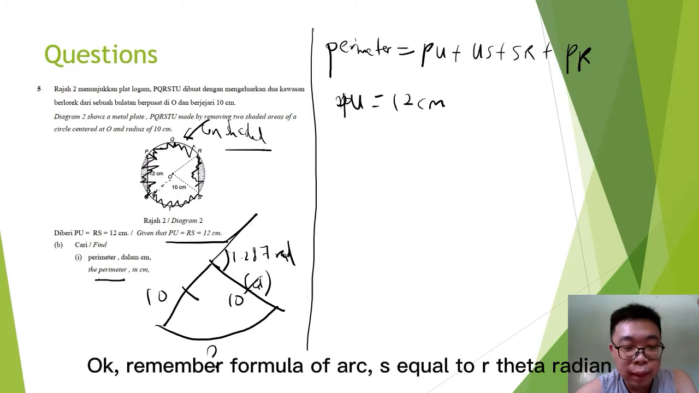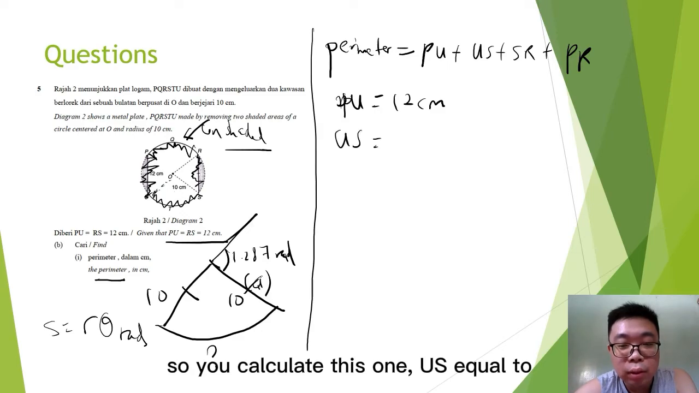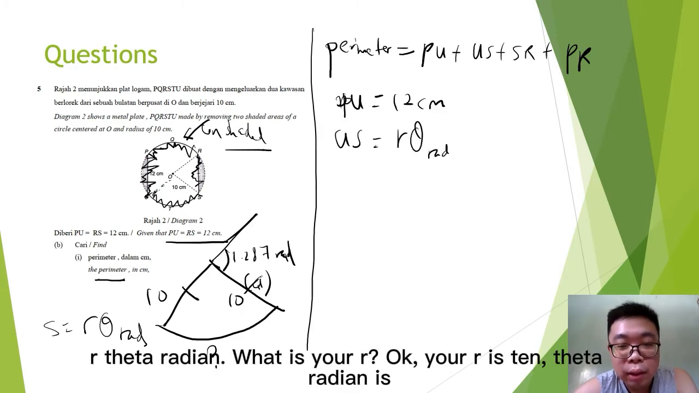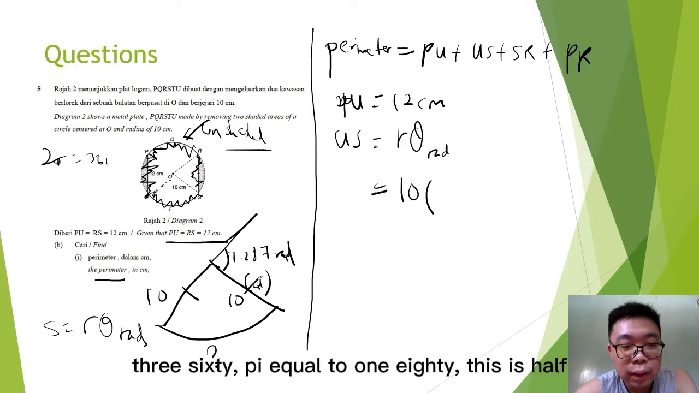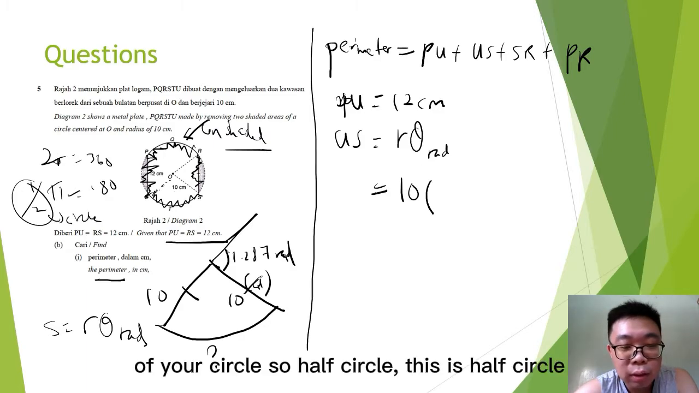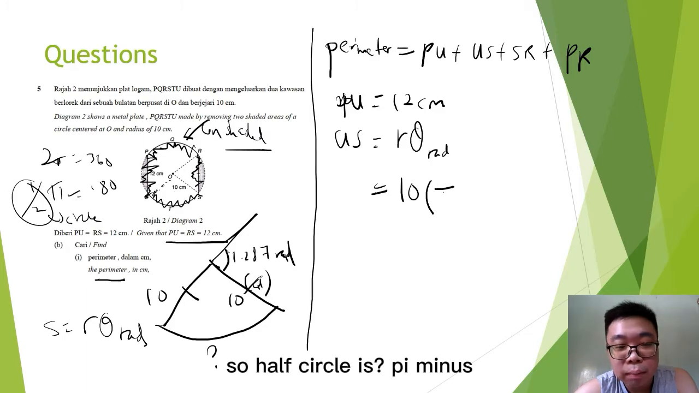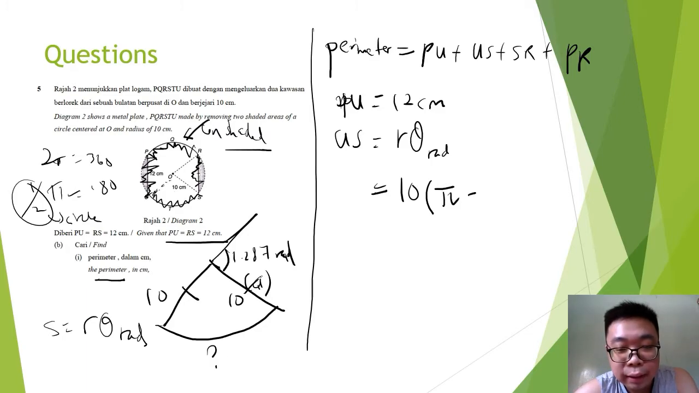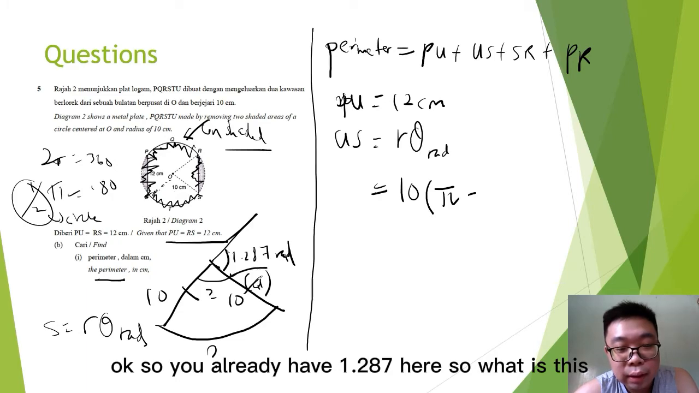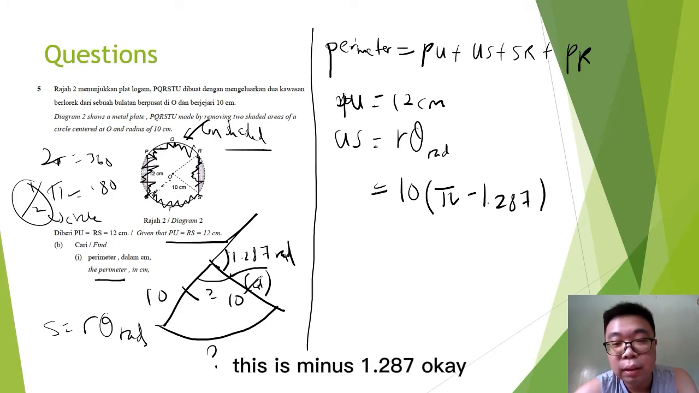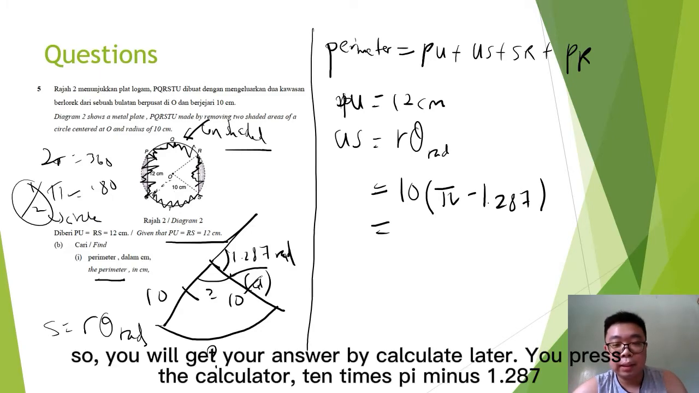Remember the formula of arc: S equal to R theta radian. So US equal to R theta radian. What is your R? Your R is 10. For theta radian, remember 2 pi equal to 360, pi equal to 180. This is half of your circle. So the half circle is pi. You already have 1.287 here. So this is pi minus 1.287. You will get your answer by calculator: 10 times pi minus 1.287. You will get your answer.